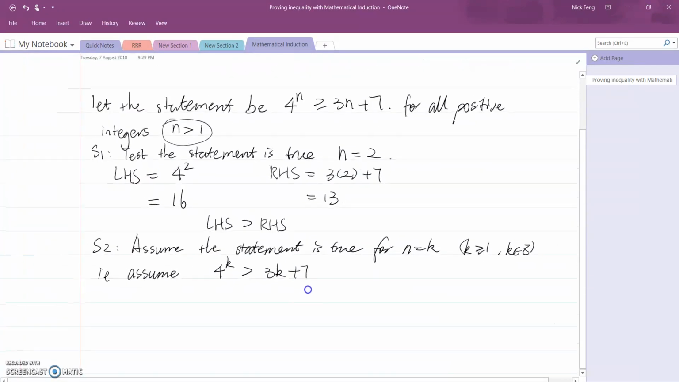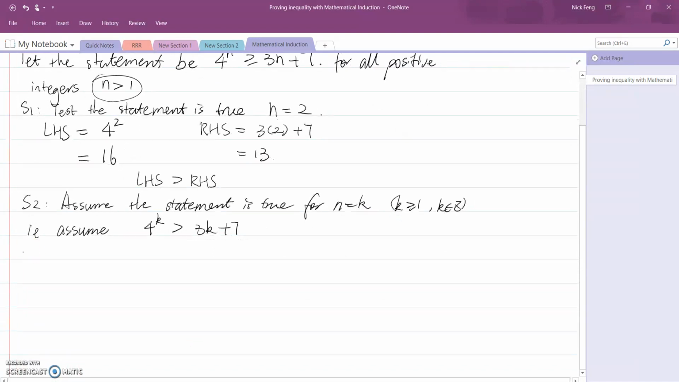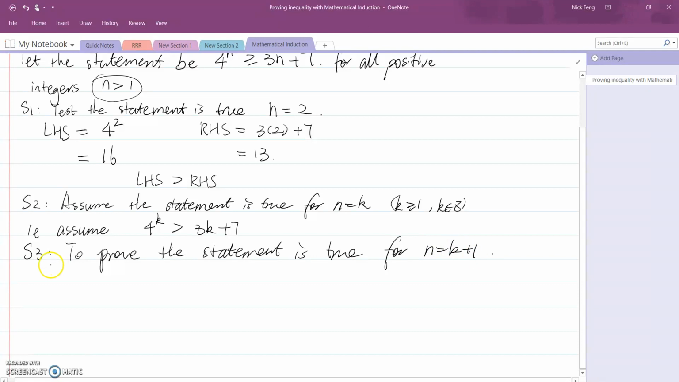Yep. Step 3. To prove the statement is true for n equals k plus 1. That is, to prove 4 to the power of k plus 1 is greater than 3 times (k plus 1) plus 7.